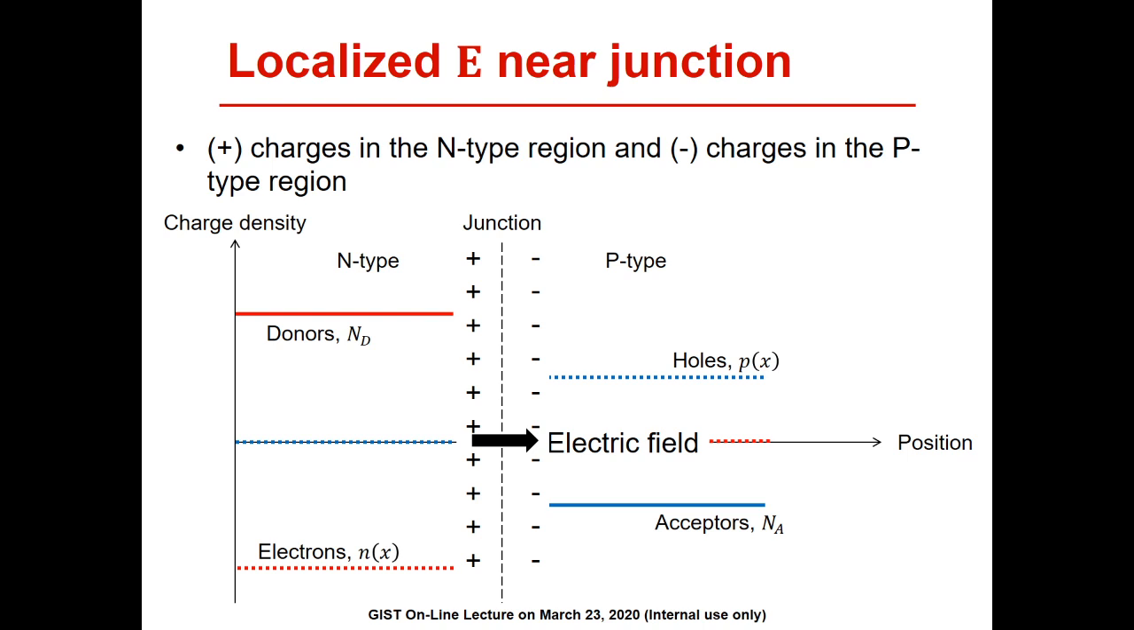Since the electric field flows from the positive charge to the negative charge, the n-type region near the junction should have a net positive charge density. On the other hand, the p-type region near the junction should have a net negative charge density. Of course, the total numbers of negative charges and positive charges are exactly matched.